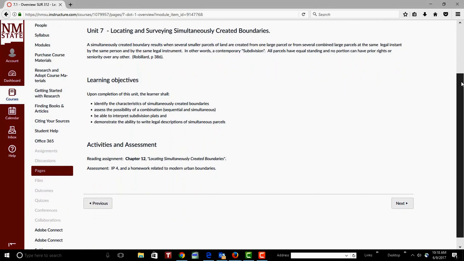Our activities and assessment for this unit: Chapter 12, locating simultaneously created boundaries, and you will perform an integration of principles paper related to our modern urban boundaries, IP number 4.